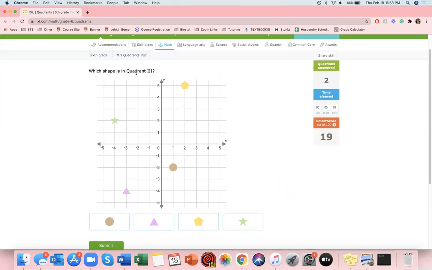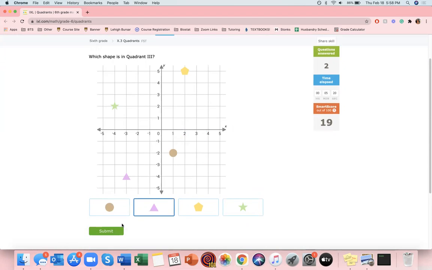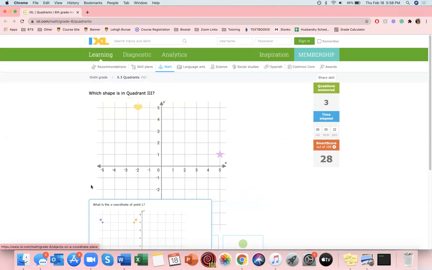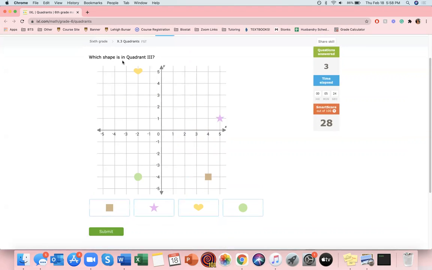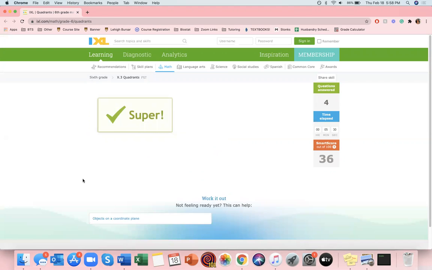In quadrant 3, this is the first, this is the second, this is the third, and this is the fourth. So which shape is in the third quadrant? This pink triangle. Which shape is in quadrant 3? One more time, it would be this green circle.